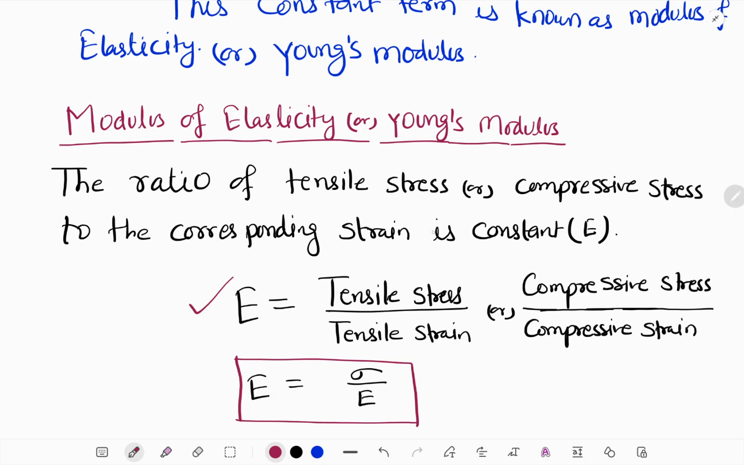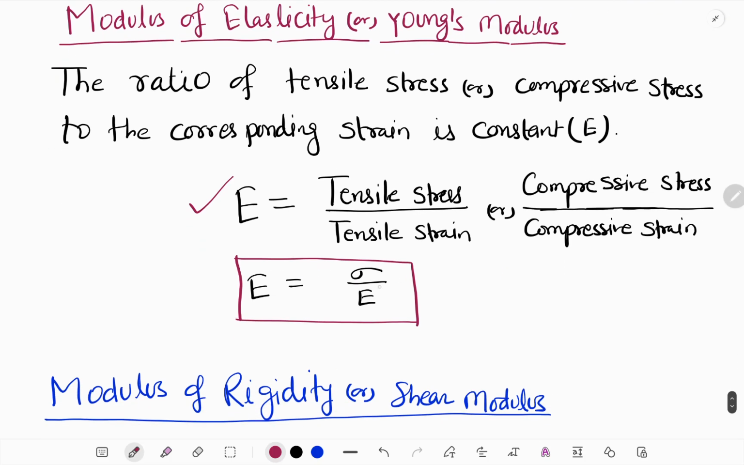Here we are talking about tensile and compressive. While considering tensile force, tensile stress will be produced, and because of stress, strain will be produced. So here it is tensile stress by tensile strain. Accordingly, for compressive load, it is defined as the ratio of compressive stress to compressive strain. This is how we define the modulus of elasticity. By seeing Hooke's law only, we can easily identify and define the modulus of elasticity or Young's modulus.